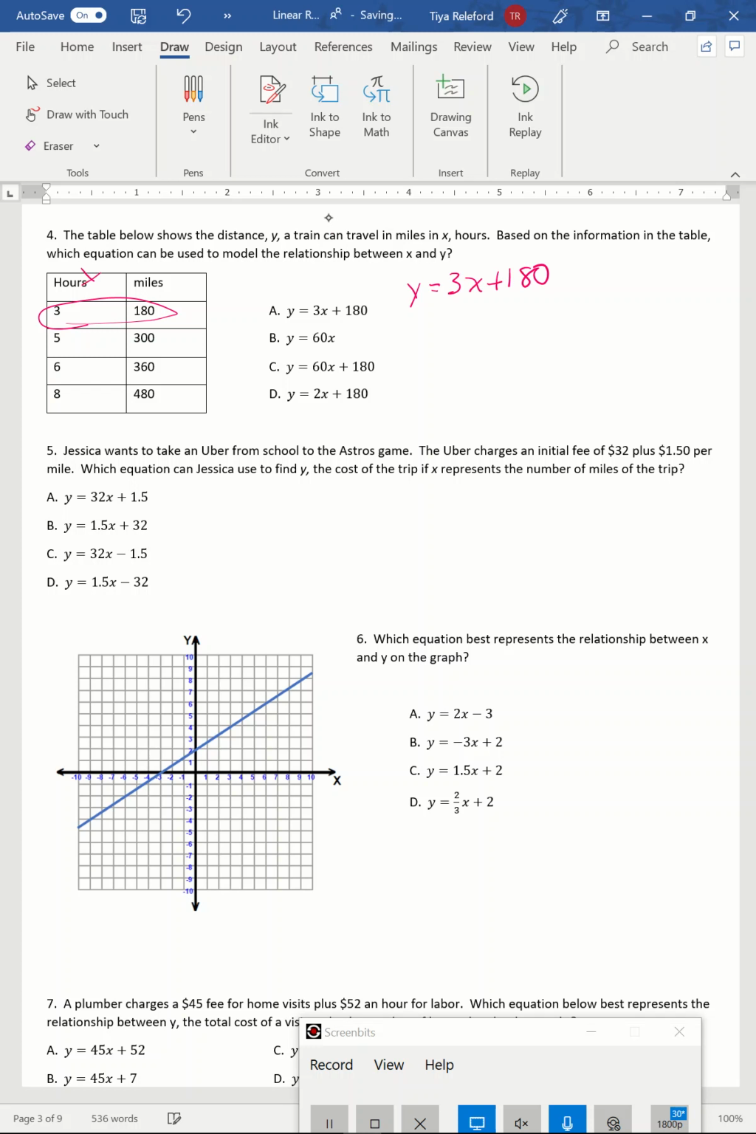This time, y is 180 and x is 3. Is it true that 180 is equal to 189? Of course not. A is not the answer. So let's try it with B.